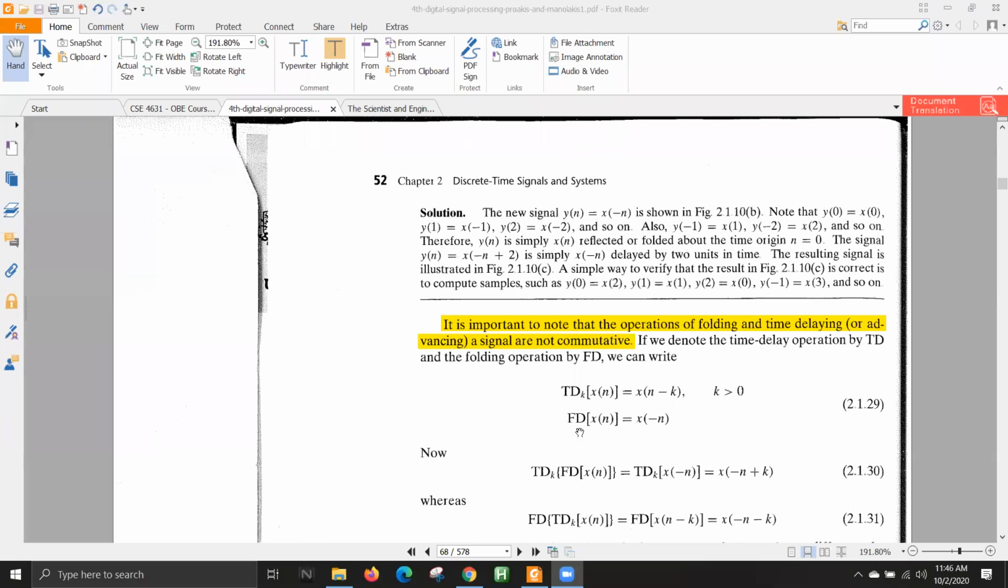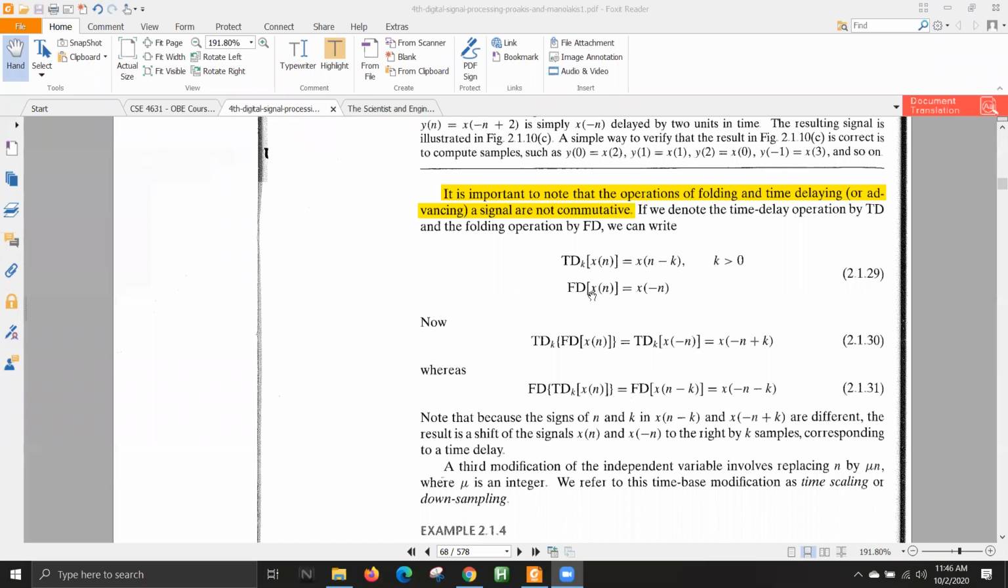এখানে TD হচ্ছে time delay আর এই FD হচ্ছে folding। তো x[n-k] হচ্ছে time delay করা, আর delay বা advancing করা, and FD হচ্ছে folding করা। এখন তুমি কোনটা আগে করছো কোনটা পরে করছো এটার উপরে ডিপেন্ড করে তোমার ফাইনাল রেজাল্ট আসবে। See the final representation, if you perform FD first and then TD on it, on the whole of FD, then you will get TD of x[-n], then you are going to get finally this.